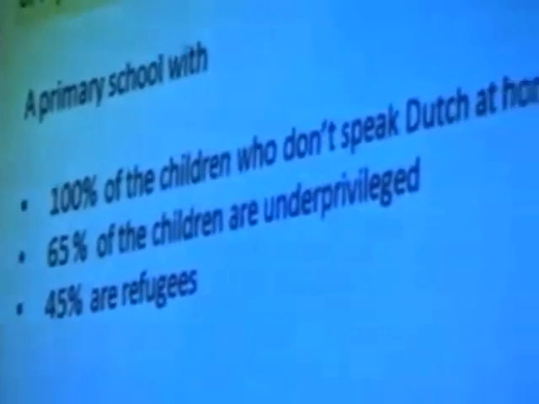So to form a picture of the context of this primary school, 100% of the children don't speak Dutch, the official language, at home. In this school we have 17 different languages. 65% of the children are underprivileged. That means not only poor, that means they have no social security. They cannot join social or cultural clubs. They have sometimes no work, sometimes also no houses. And 45% of the children are refugees. That means that they are staying in the country illegally.